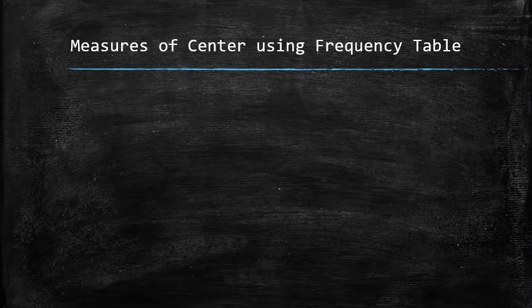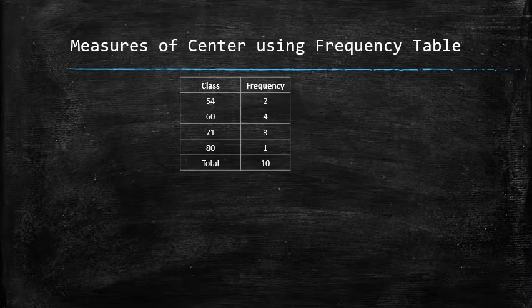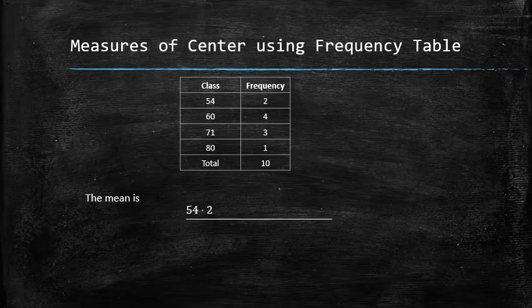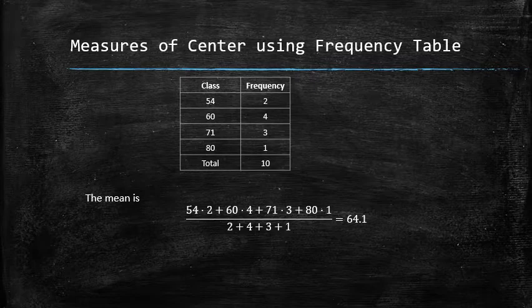Let's consider the following frequency table again. According to the formula, we compute the mean by multiplying each observation by its frequency, adding them together, and dividing it by the total. The mean in this example is 64.1.